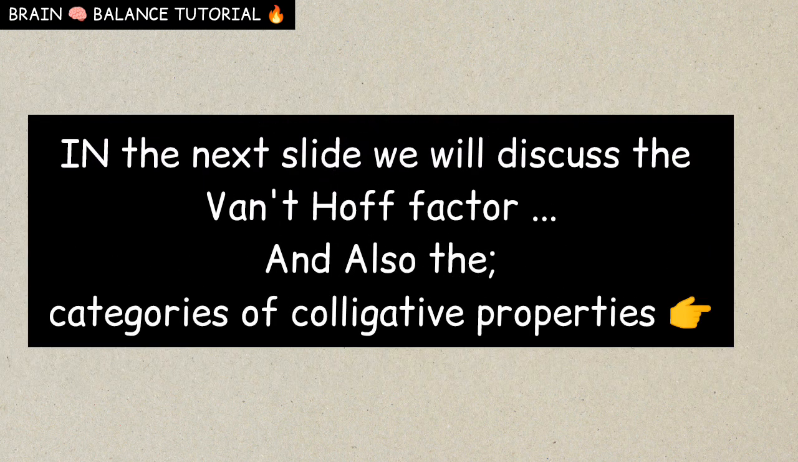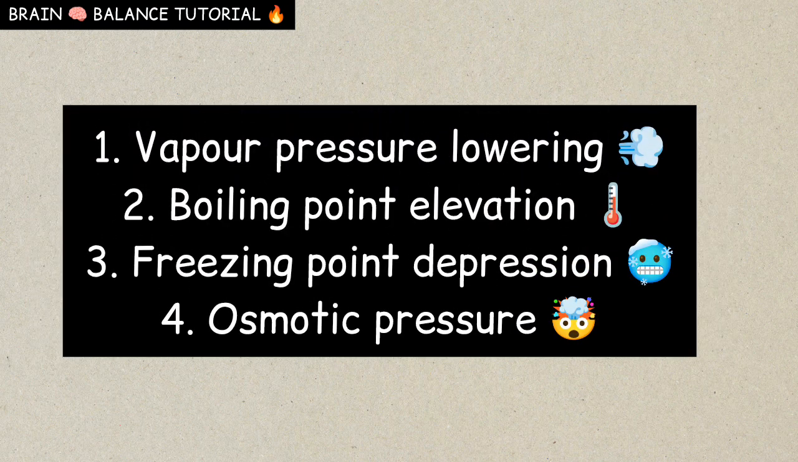In the next slide, we would be explaining Van 't Hoff's factor and also the categories of the colligative properties, which are vapor pressure lowering, boiling point elevation, freezing point depression, and osmotic pressure.